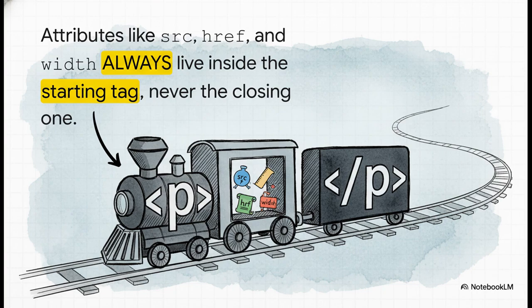All right, one last pro tip to make sure this stuff really sticks. A classic beginner mistake is putting attributes in the wrong place. So where do they go, Alex? The rule is super simple, and you can't forget it. Attributes always go in the opening tag. Always. You will never, ever put an attribute like src or href in a closing tag. They belong at the start, no exceptions.